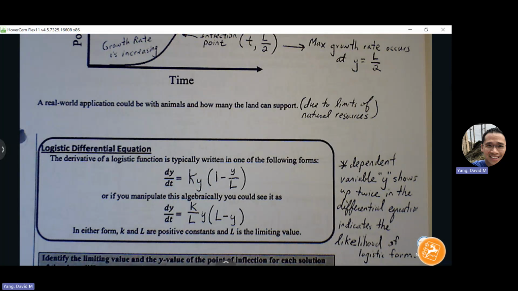And then you kind of switch gears in terms of, oh, okay, this is how they want me to move forward, is to treat it like a logistic equation. In either form, k and L are positive constants, and L is the limiting value. So a lot of problems are asking you what the limiting value is, and we can pull it easily if we can get into this form. And for the problems that we do, I think that AP exams are typically using this first form.